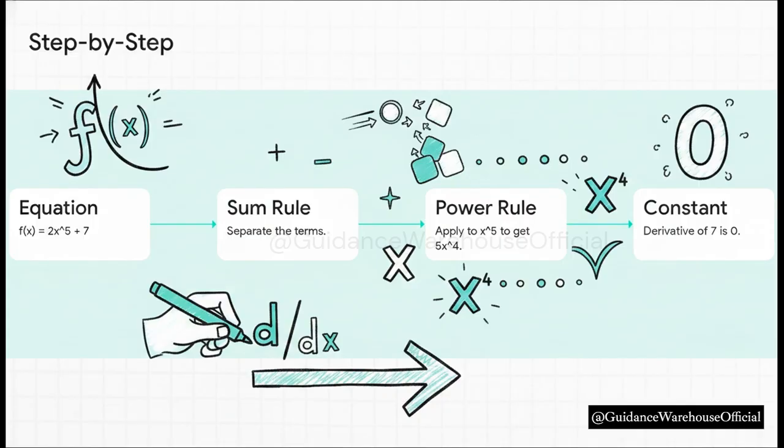Let's say we have f of x equals 2x to the 5th power plus 7. First, we apply the sum rule to separate our two terms. Next, we use the power rule on the x to the 5th part, which gives us 5x to the 4th, and then we multiply that by our constant 2 to get 10x to the 4th. Finally, the constant rule turns that 7 into a 0. The final result? Instantly, 10x to the 4th.